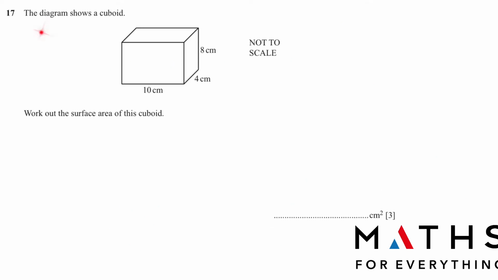Question number 17. The diagram shows a cuboid. The 3 side lengths have been given to us. Work out the surface area of this cuboid. It's a 3-mark question. And you just need to know your formula for finding it. You have 3 sides, length, width, and height. To remember the formula, we first multiply length with width, and then length with h. Finally, multiply w with h. This whole thing multiply by 2. So I hope it's understood.